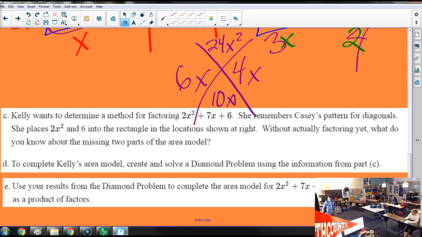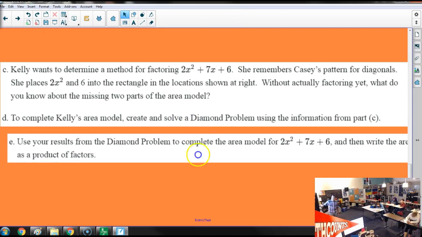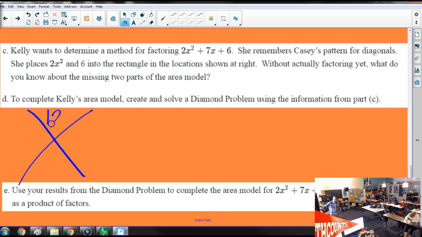Sorry, I know it's kind of sloppy up here, and this page is going to be the longest page ever because I just keep extending it. Wait, so it's 2x squared plus 7x plus 6. If we take Casey's method and use the diamond problem at first, it will make our life easier. So you should write this down on your paper, by the way, so you know what you're working with. 2x squared plus 7x plus 6.